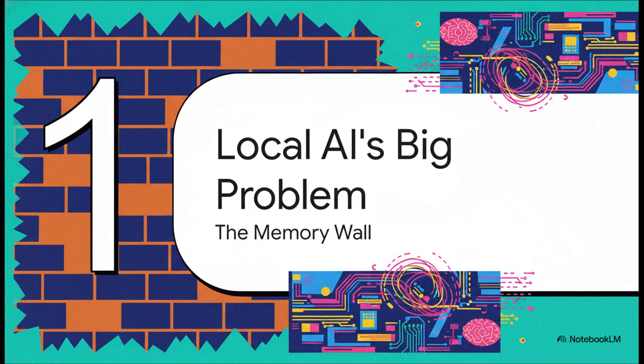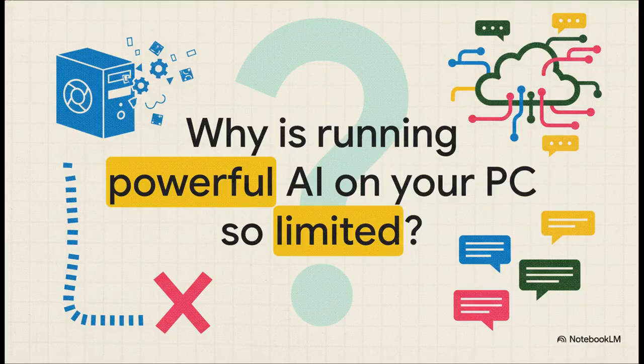All right, first up, let's talk about local AI's biggest hurdle, what I like to call the memory wall. It's this fundamental barrier that's really been holding back AI performance on the computers we all use every single day. So you might have already tried running some AI models on your own machine, but have you ever noticed they feel kind of limited, especially when you compare them to cloud-based giants like ChatGPT? Why can't they handle those bigger tasks or remember longer conversations?